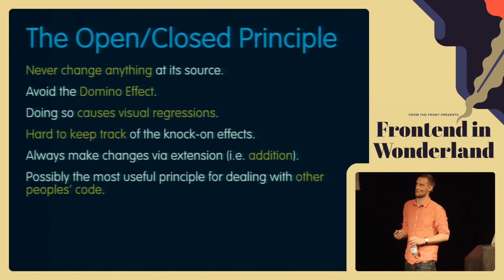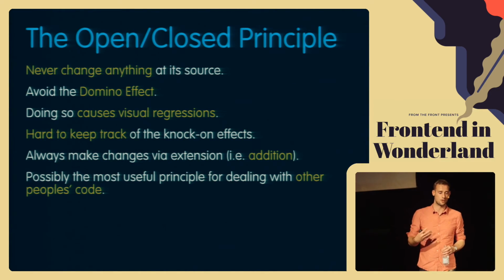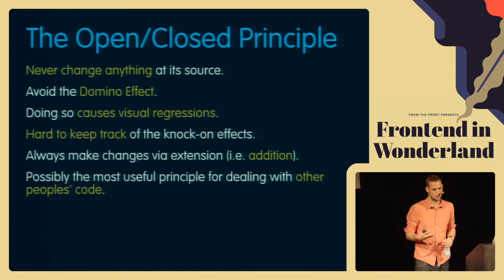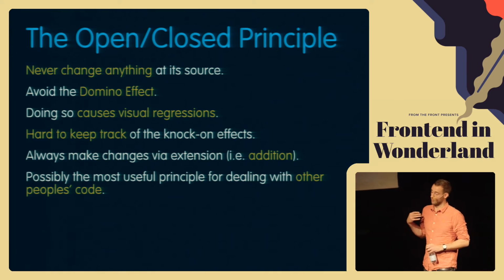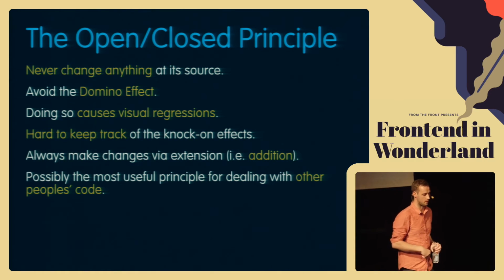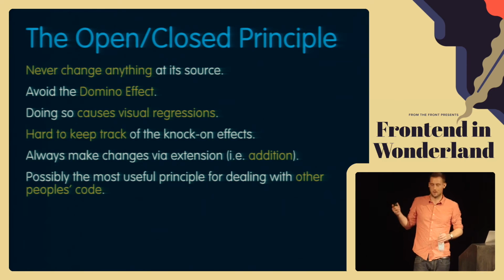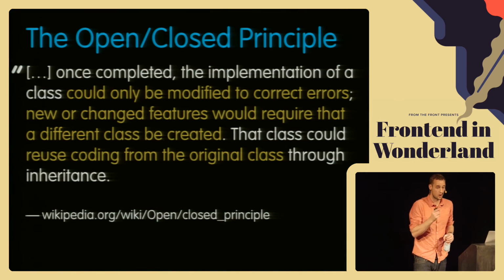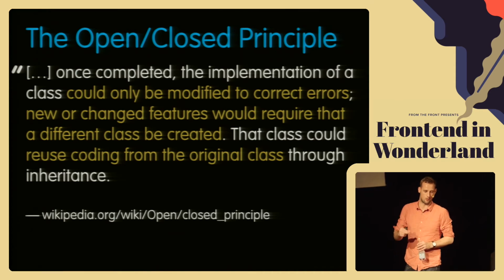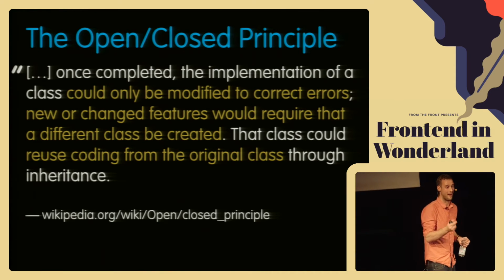You'll get visual regressions that are hard to keep an eye on. You will damage other people's work. Like I say, it's very counterintuitive. We're told that we should go back and change things. Unfortunately, in the real world, it's not always as simple as that. There's a really nice excerpt from the Wikipedia page. The only time you go back and change anything is if it's a genuine error. So a class could only be modified to correct errors.